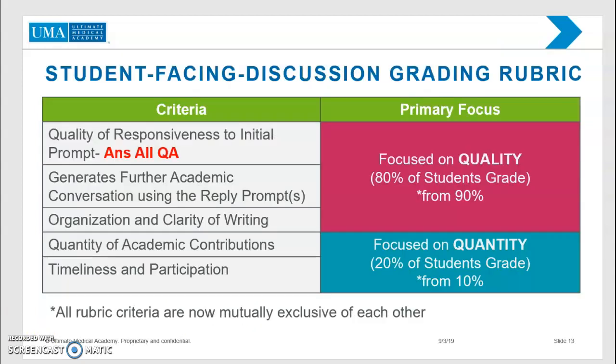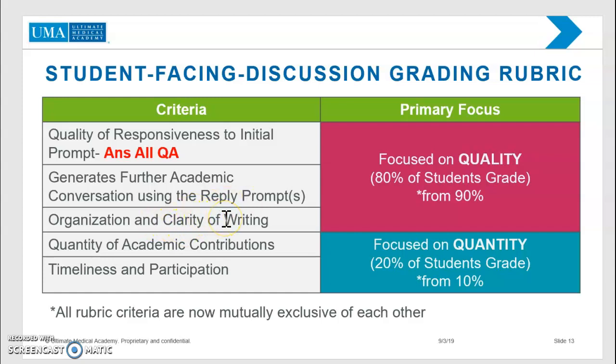What grading rubrics are we following? We're following the quality of responsiveness. What is the quality of your responsiveness to the initial prompts? Make sure you answered all the questions in detail as I showed you, and use at least 3 to 5 sentences for each question. Generate further academic conversation for the reply prompts. Remember, we just showed you how to add info to add more subject to your replies and make them like a discussion. So you're talking about something and you're further elaborating the conversation.